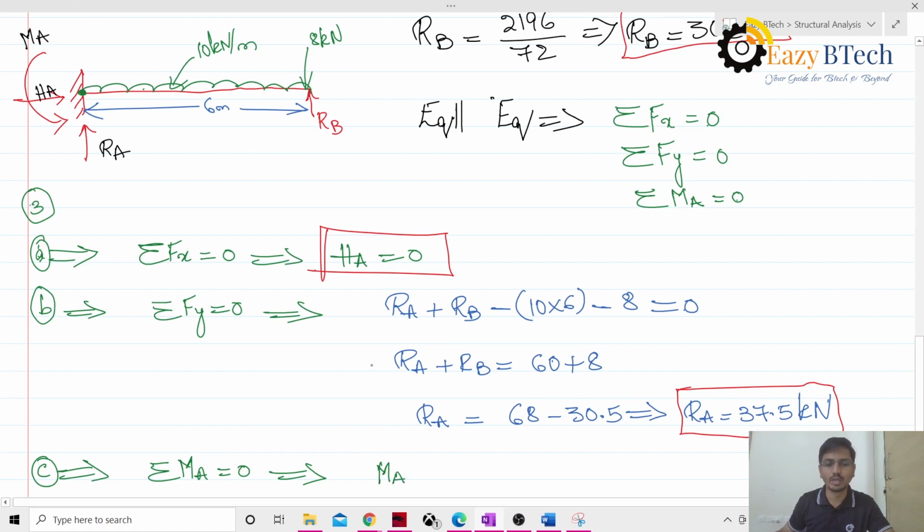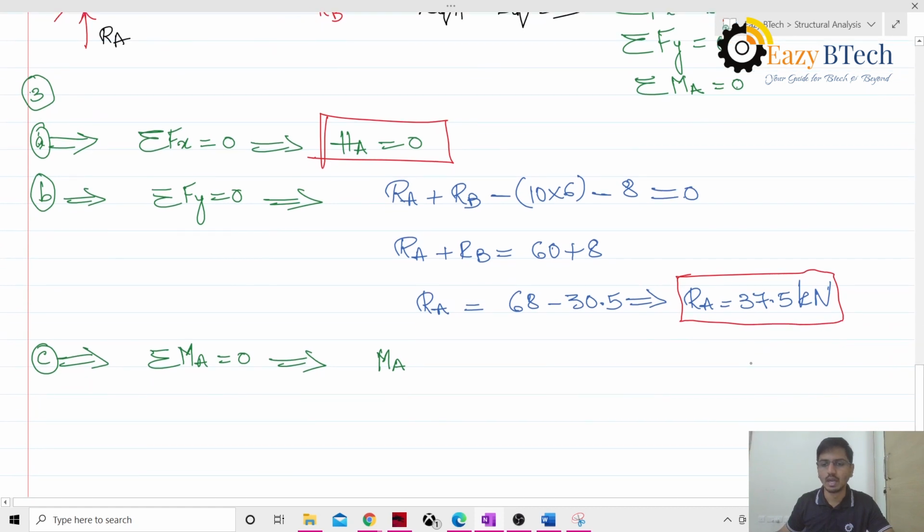MA is acting. Before finding the moment, I need to clarify one thing, that is, there is a sign convention. You would have studied it in strength of materials. If you are standing in the middle and you take the moment on the right hand side, all the moments acting counterclockwise will be positive, and all the moments acting clockwise will be negative. Same thing if you are standing here and you are trying to take the moment on the left hand side, then all the clockwise moments will be positive and all the counterclockwise will be negative. This is known as sagging moment.